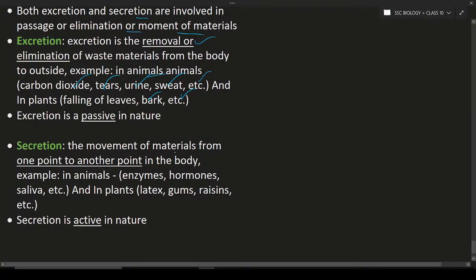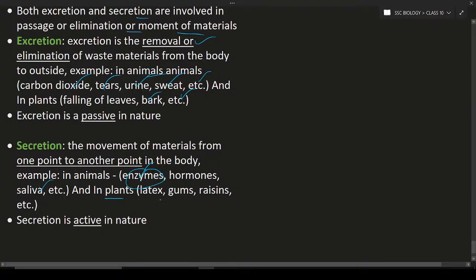Secretion is a movement of materials from one point to another point in the body. For example, hormones and enzymes: how do they act? They are produced in one part of the body, and they go and act on another part of the body. That is secretion. Next is saliva. Saliva is produced by the salivary glands and acts in the mouth. So the production is somewhere, and the action is somewhere else in the body. This is known as secretion.